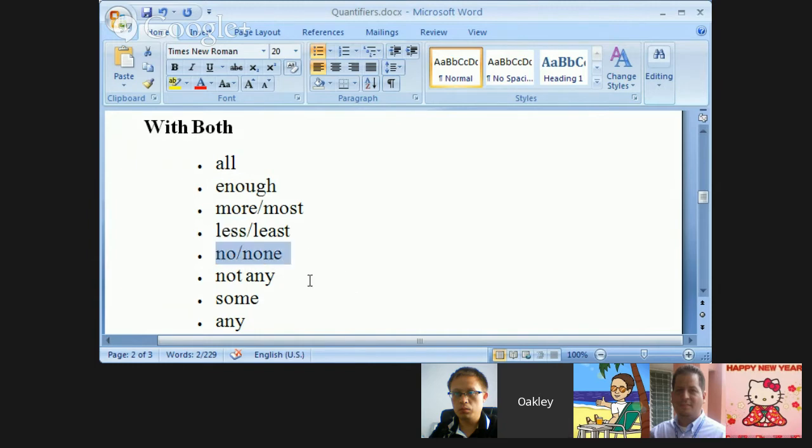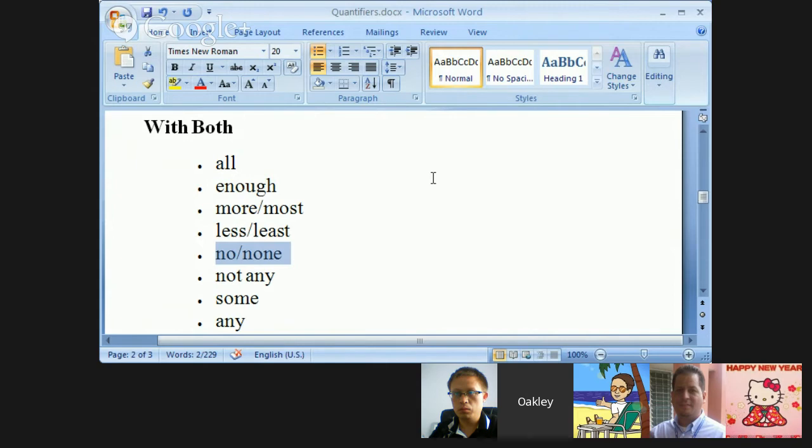Although many people don't consider it, no, none are both quantifiers as well. Heidi, can you give us an example? Okay, I bought some chocolate bars and put them on the table, but there was none left. Okay, there was none left. Notice that none, okay, good example.